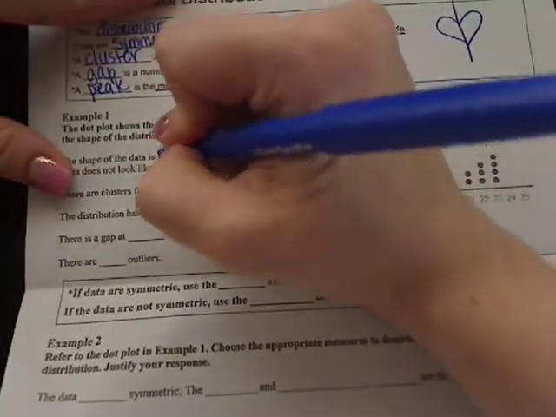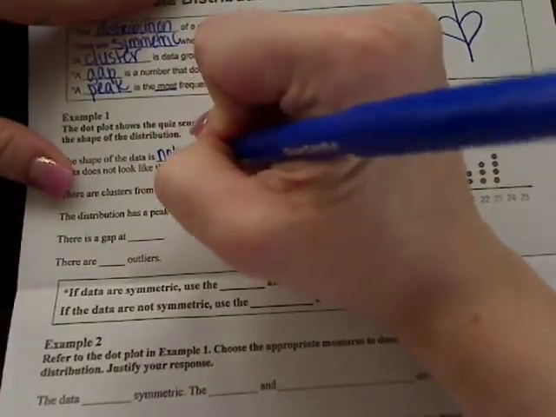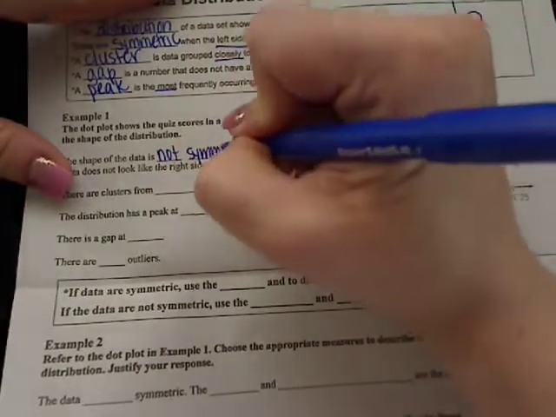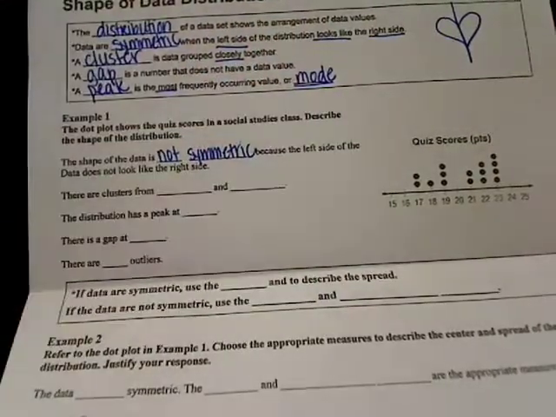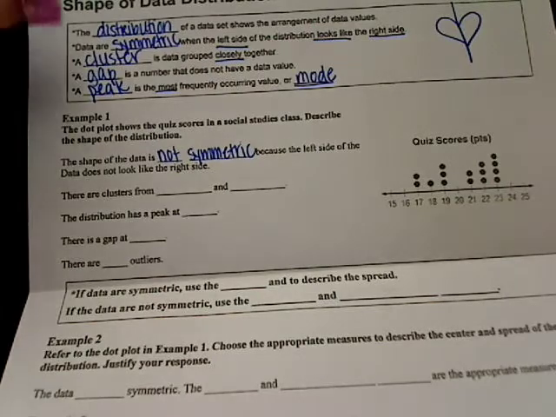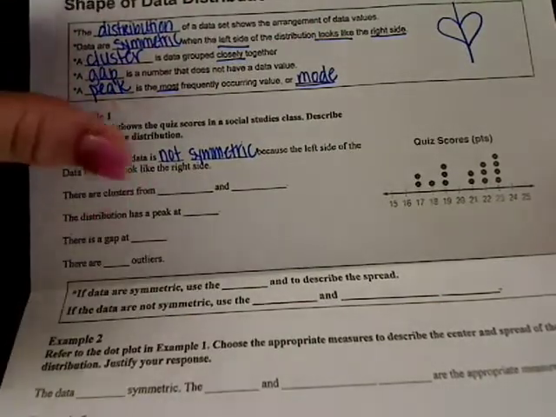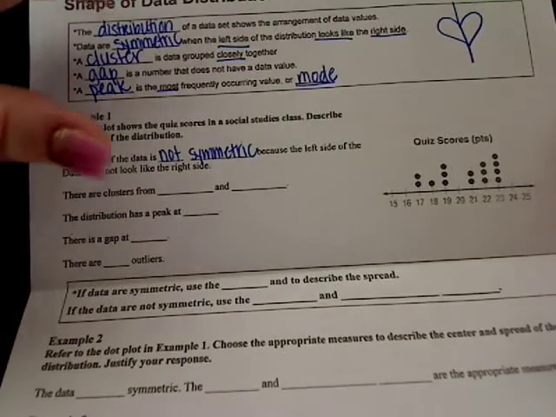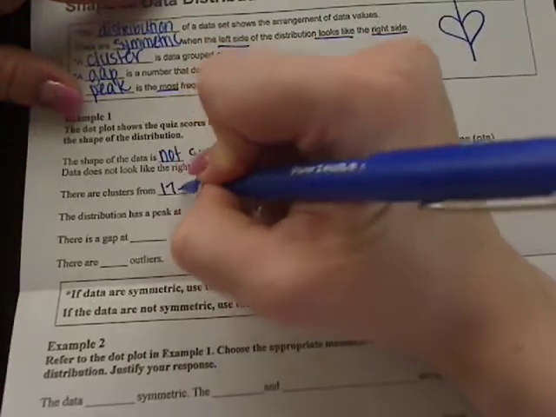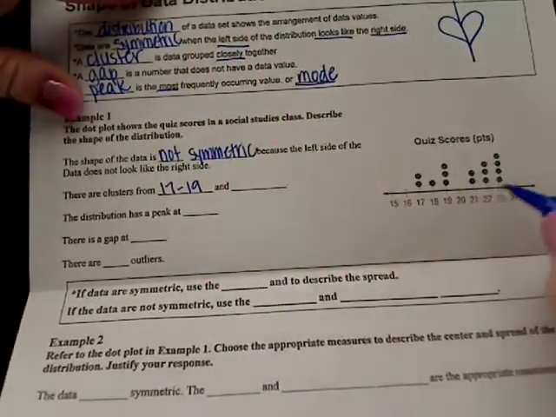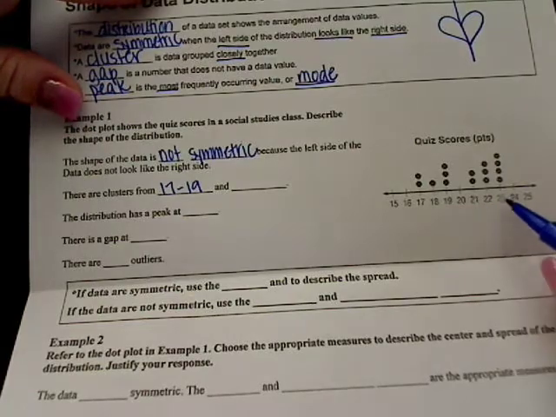So the data is not symmetric because the left side of the data does not look like the right side. This side does not look like this side. Okay. There are clusters. Remember, clusters are when it's data grouped closely together. So here's a cluster right here from 17 to 19. And then here's a cluster over here from 21 to 23.